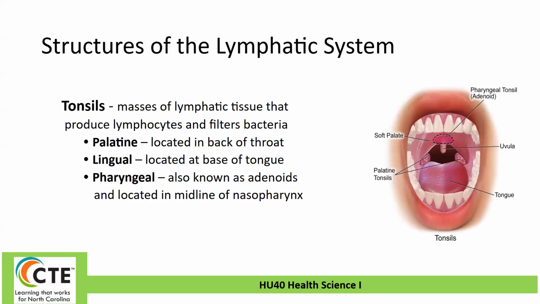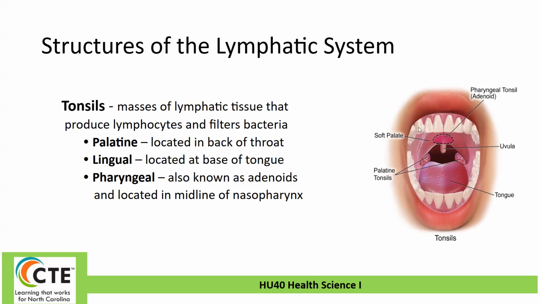And then we have our tonsils. Our tonsils are actually part of this lymphatic system. Those are the masses of lymphatic tissue that produce those lymphocytes and filter bacteria at the back of our mouth and the upper part of our throat.